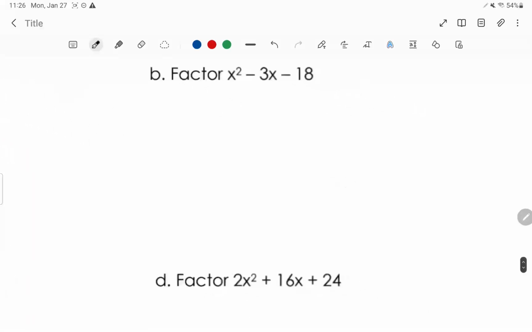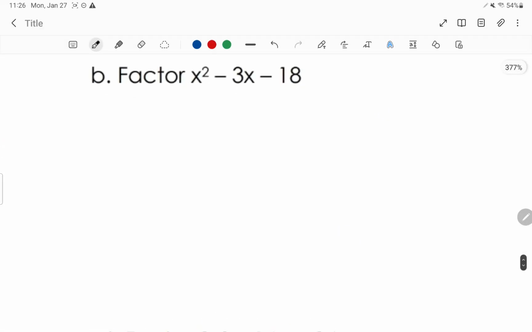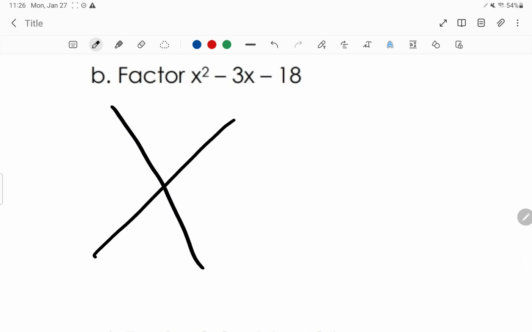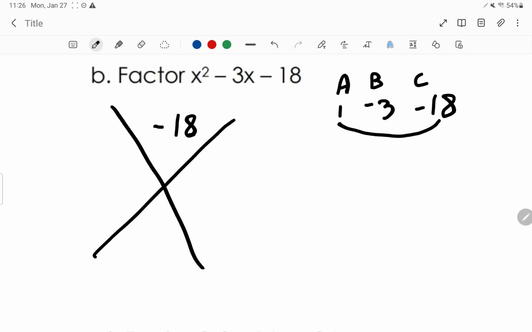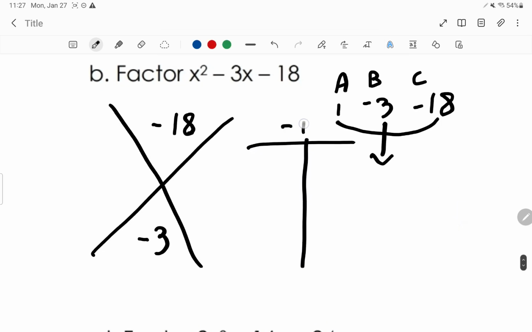All right, we have a couple more. Now this one, same thing. We're gonna do a big X. Now we know A is 1, B is negative 3, and C is negative 18. We know we need to multiply those two, which is negative 18 on the top. This one goes on the bottom, negative 3. Now let's do a t-shirt. So negative 18. So what two numbers give me 18? 1 and 18, 2 and 9, 3 and 6.